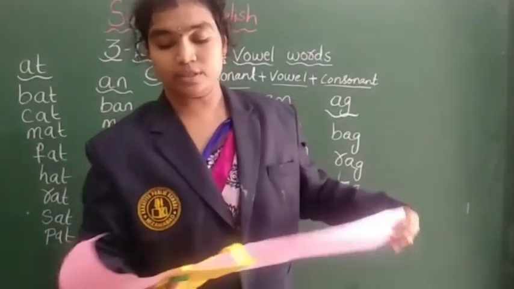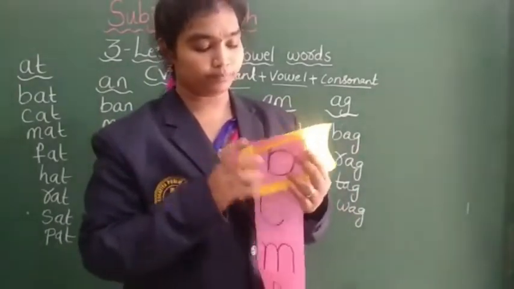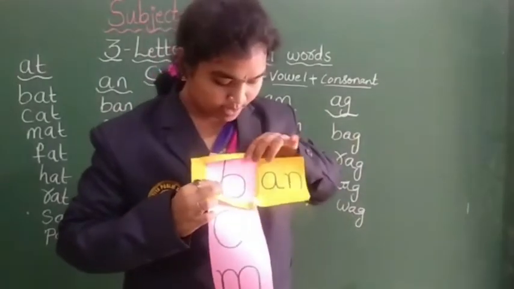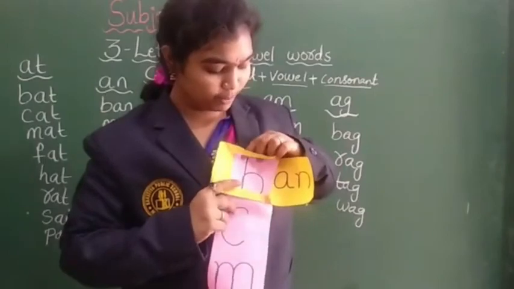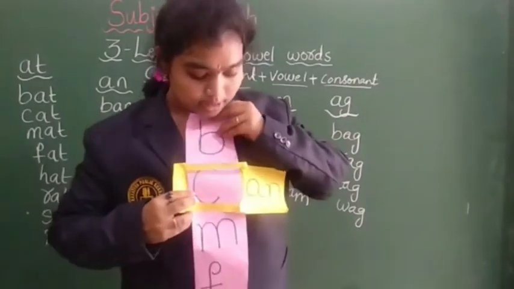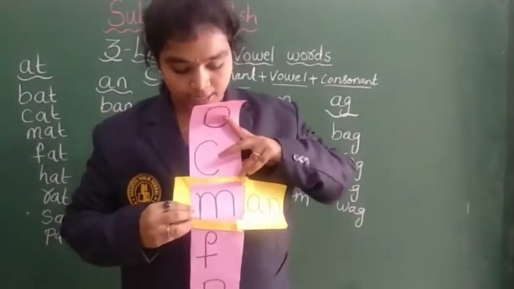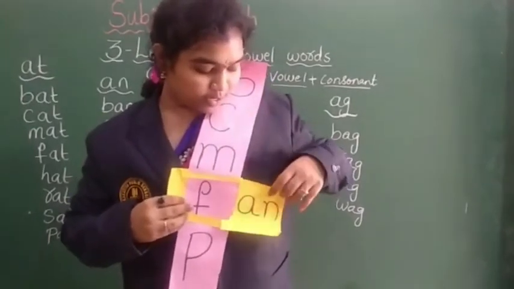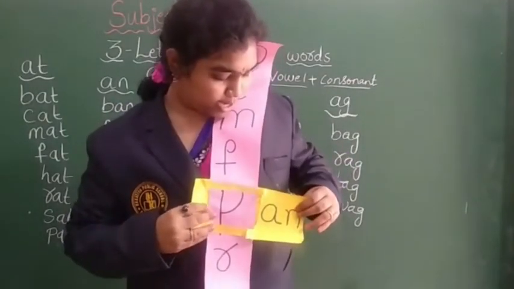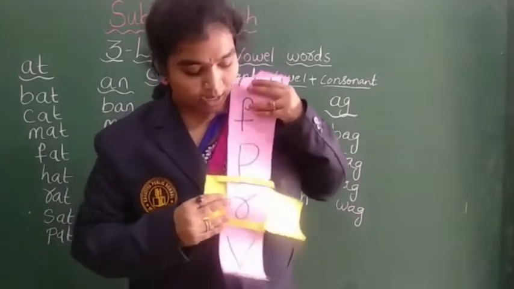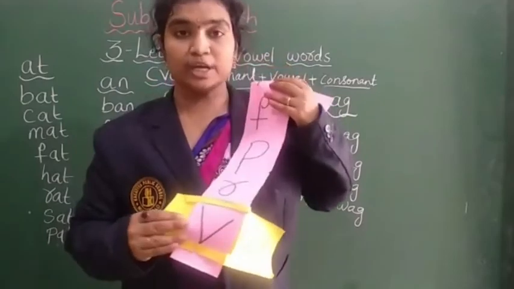AN words. Okay, children? Look here, everyone. See, look here, Nana. What is this letter, Nana? B, A, N, ban. Repeat after me. B, A, N, ban. C, A, N, can. M, A, N, man. F, A, N, fan. P, A, N, pan. R, A, N, ran. Okay, children?